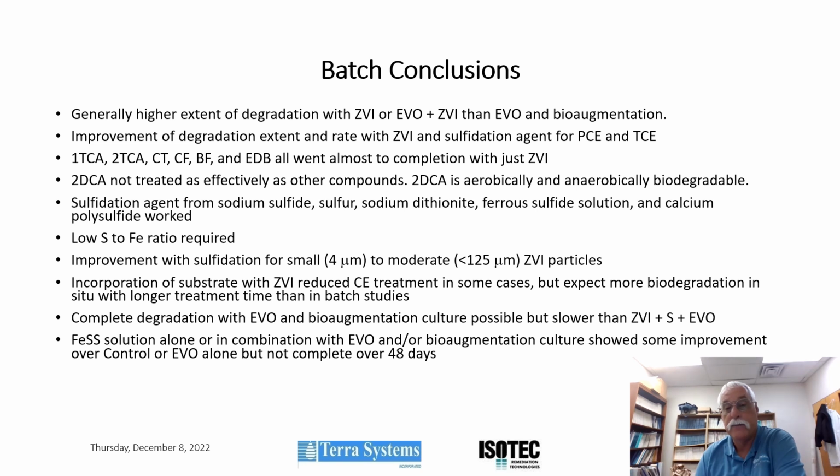1,2-dichloroethane was not treated as effectively, although it is aerobically and anaerobically biodegradable. Sulfidation agents including sodium sulfide, sulfur, sodium dithionite, ferrous sulfide solution, and calcium polysulfide all worked to improve the degradation rates with the ZVI. A low sulfur to iron ratio is required, so the improvement with sulfidation was seen for the small micron compared to the moderate 125 micron ZVI particles. Incorporation of substrate with ZVI reduced the chlorinated ethane treatment in some cases, but we expect more degradation to occur in situ with longer treatment times than in the batch studies.